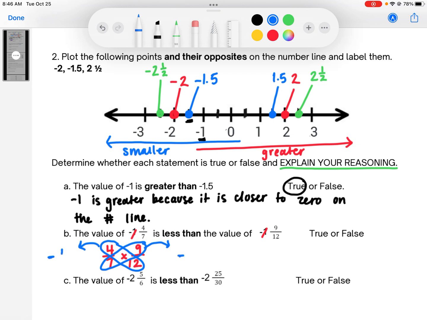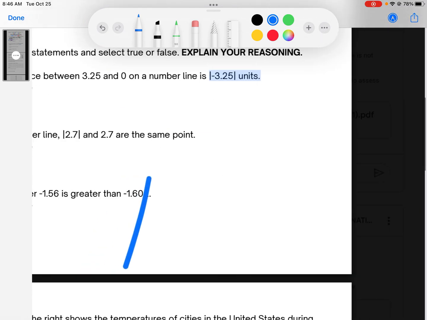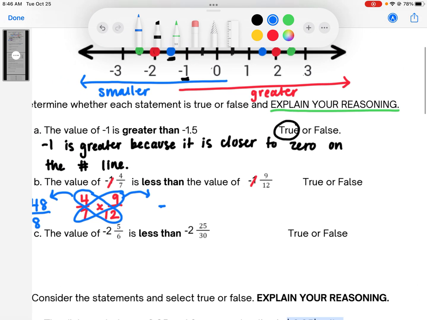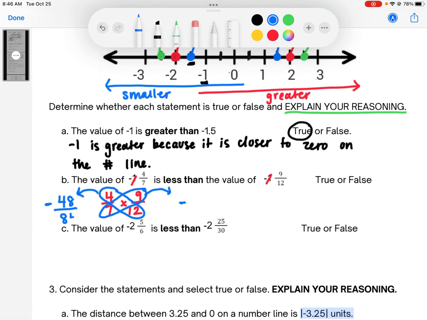So 4 times 12, that is 48. 7 times 12, that is 84. Oops, what just happened? All right, and 9 times 7 is 63. And 7 times 12, once again, is 84.